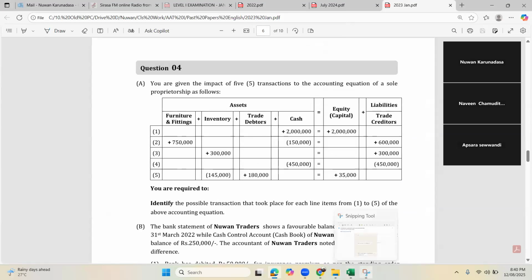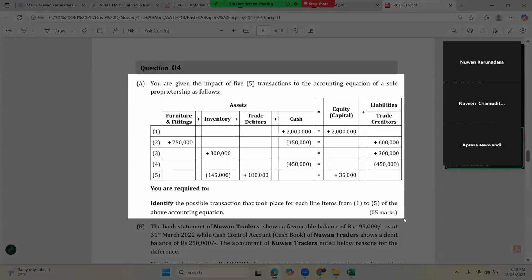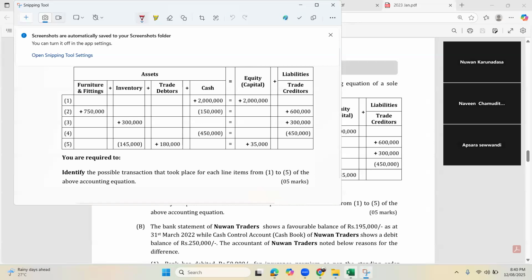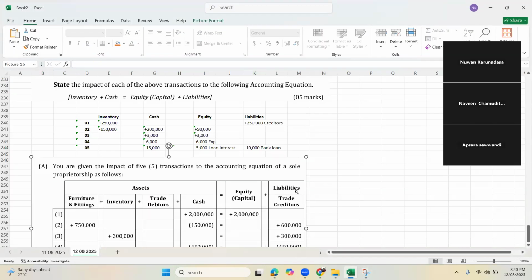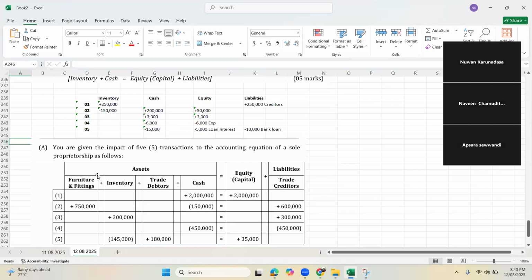This is the last question for this chapter. We will finish this accounting equation and we'll go to another section. We are running out of time. So this is another last example. You must practice this at home.